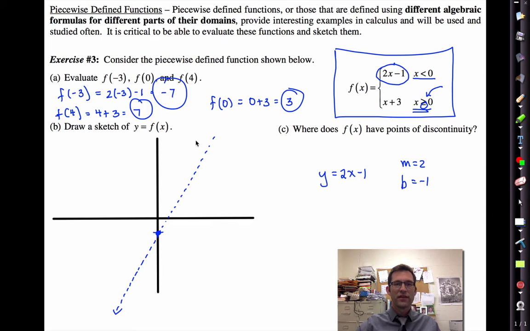All right. Like this. I don't worry about it at all. I just put it in dashed. Then I look at y equals x plus 3. That's a line with a slope of 1 and a y-intercept of 3. So I'm going to graph that as well. And I'm going to graph that in dashed.